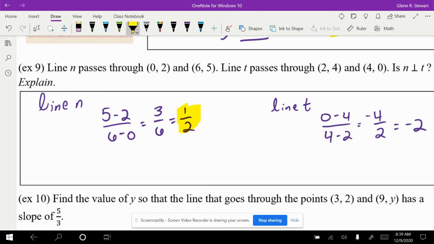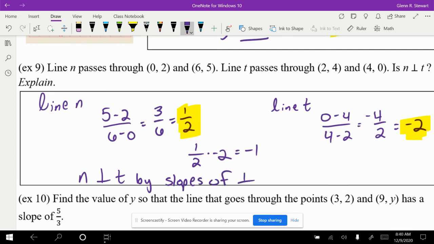Based off of looking at the one slope being 1/2 and the other slope being negative 2, are these perpendicular? Your answer should be yes. They are what they call opposite reciprocal slopes. And based on that slopes of perpendicular lines postulate, if I multiply them both together, I should get negative 1, which I do. So N is perpendicular to T by the slopes of perpendicular lines postulate.